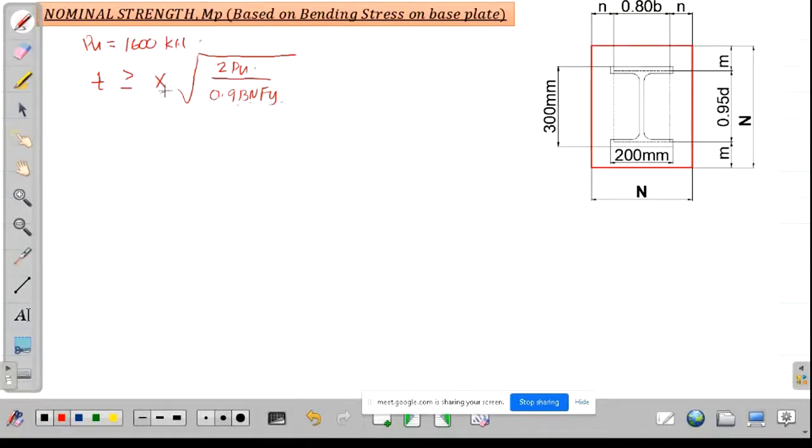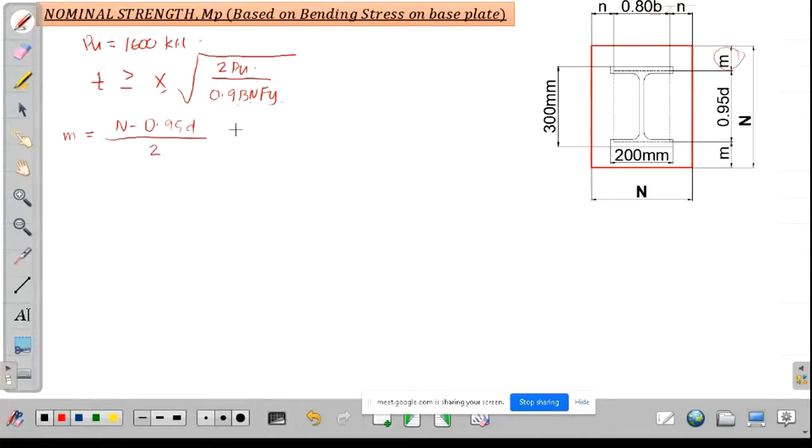So, sabi natin kanina, X is the larger value between N and M. Okay? So, we need to solve the values of M, yung M, and yung value ng N. Okay? So, let's start by solving m. So yung m natin, that is equal to, ano yung m natin? That is n minus 0.95 of d over 2. Kasi dalawa nga ang sa magkabilaan.